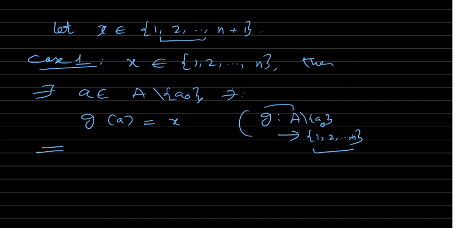Now this a is not equal to a naught, and whenever a is not equal to a naught, then g of a is the same as f of a. So in that case f of a. So that means we have a preimage for this x under the map f.